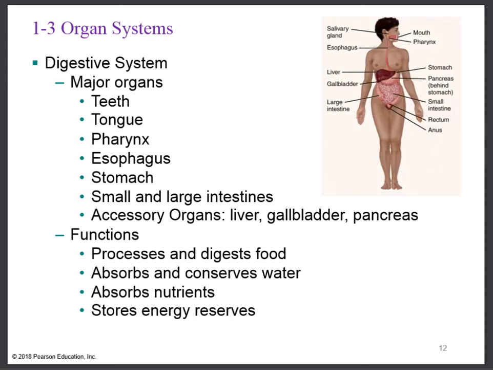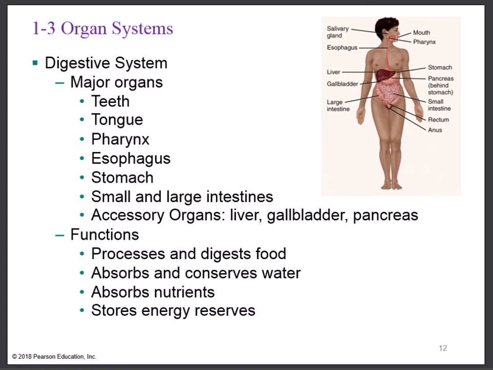The digestive system. Right? So the major anatomy include the teeth, the tongue. Right? The pharynx from the previous slide was the throat. The food tube that brings food from the throat down to the stomach, you're going to call the esophagus. Then we're going to have the stomach. Then there's a small intestine and a large intestine.